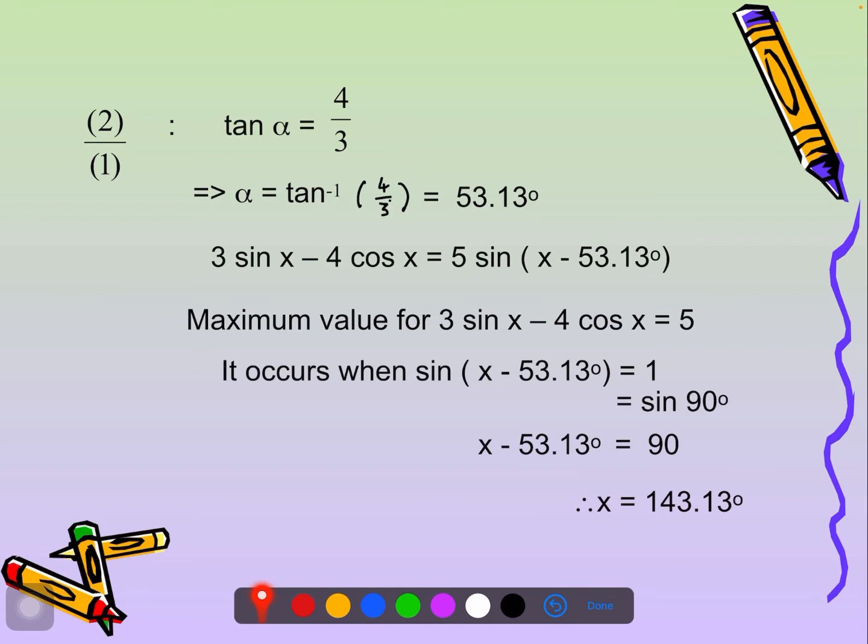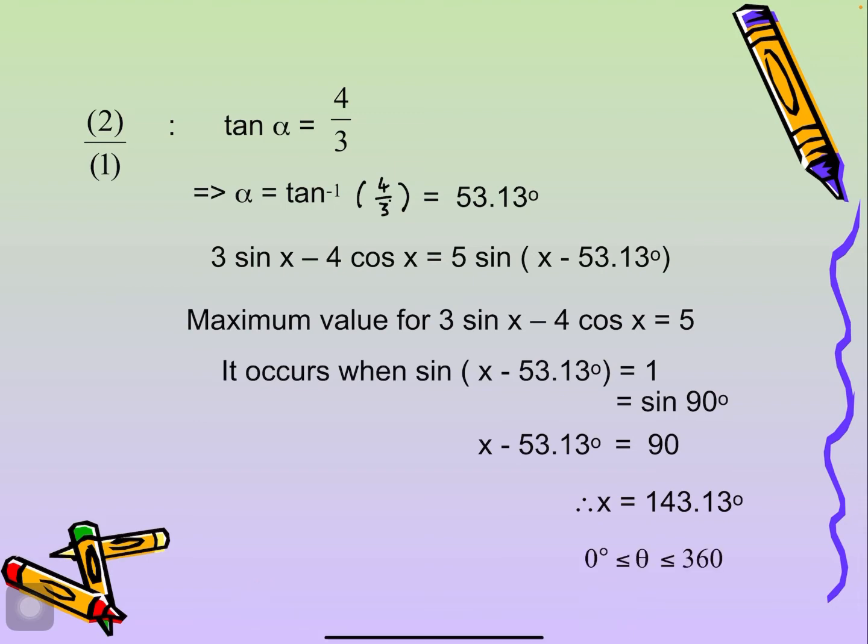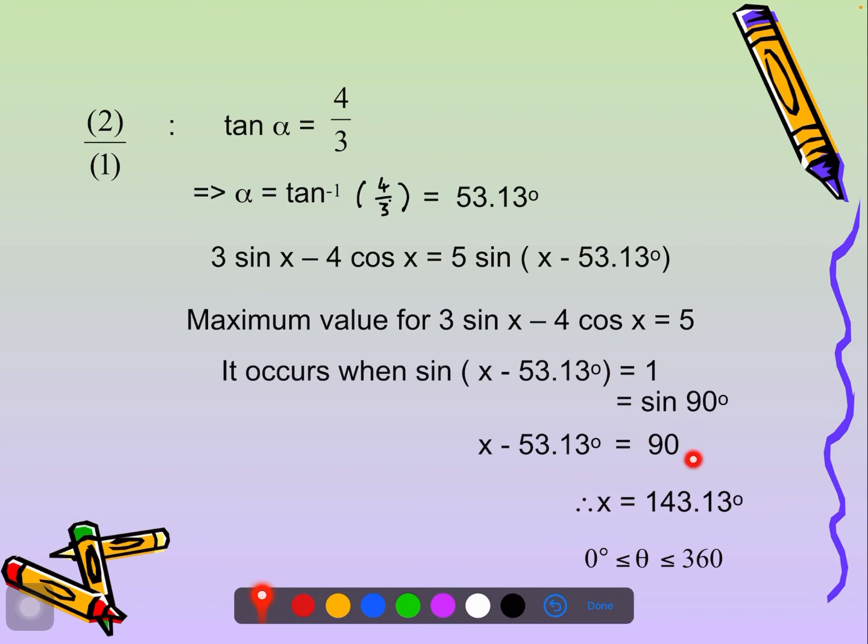Okay, that happens at x equals 143.13 degrees. And because theta is given as from 0 until 360, we only have 1. Okay, we only have 190 degrees.